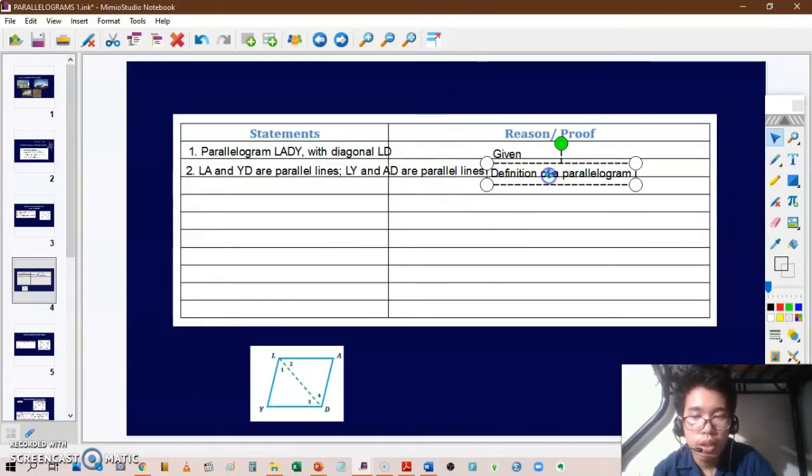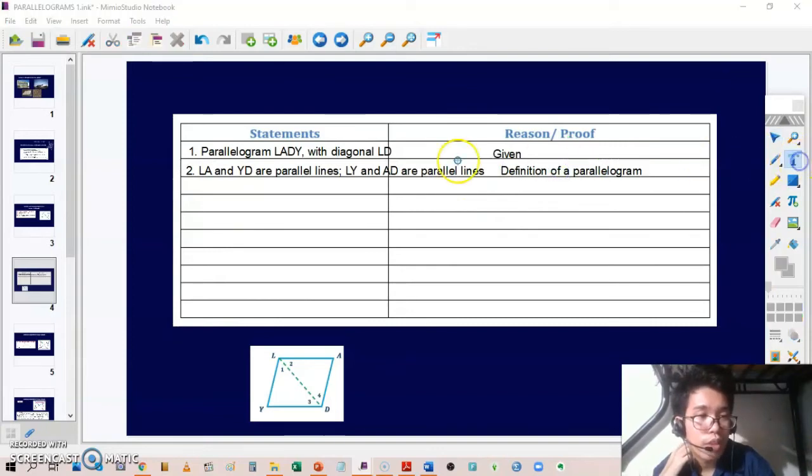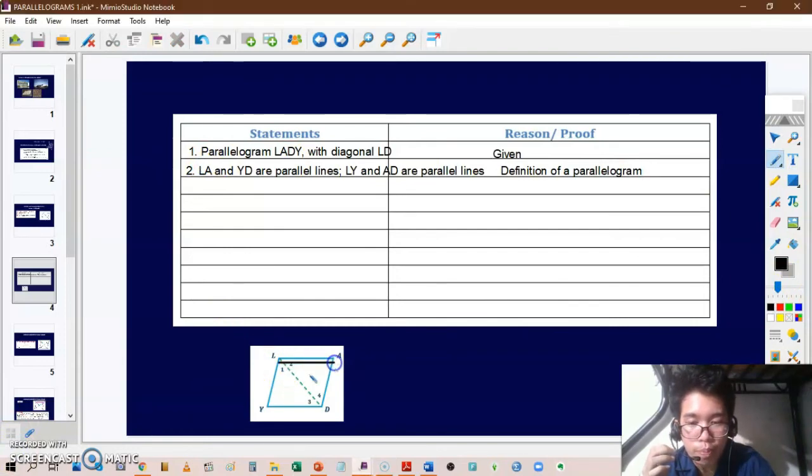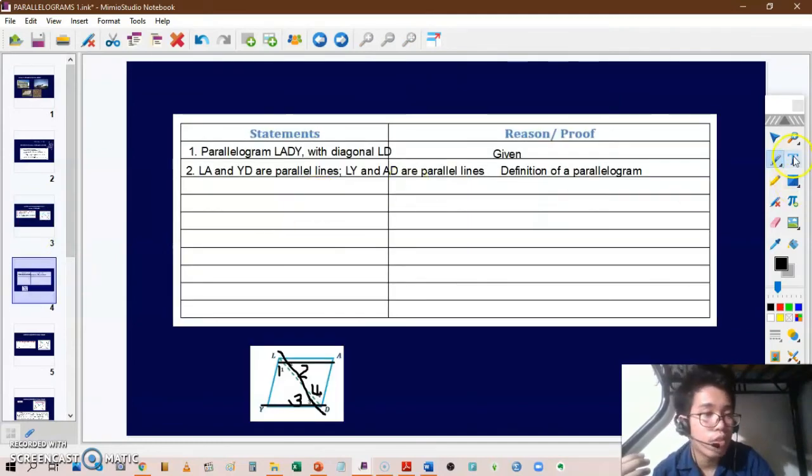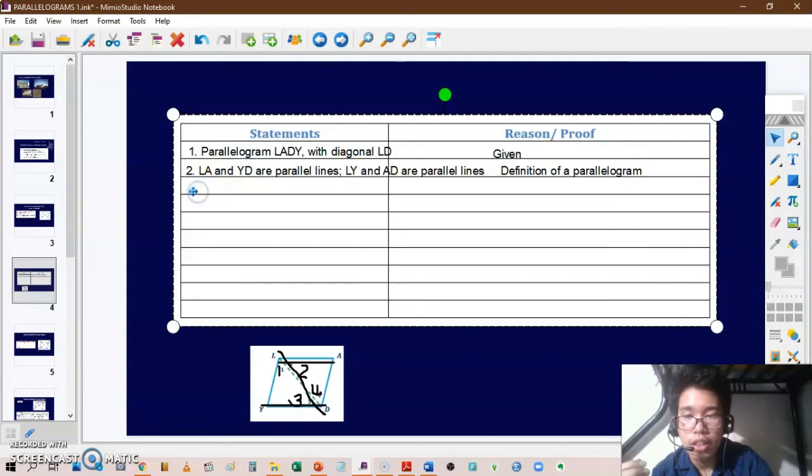For number three, what we can write for the third statement, since we have here two pairs of parallel lines, we can consider line segments LA and YD. Those two segments are parallel. So imagine that this diagonal is a transversal. Then we have alternate interior angles here: angle 1 and angle 4, and angle 2 and angle 3. Therefore, angle 1 is congruent to angle 4 and angle 2 is congruent to angle 3 because they are alternate interior angles.